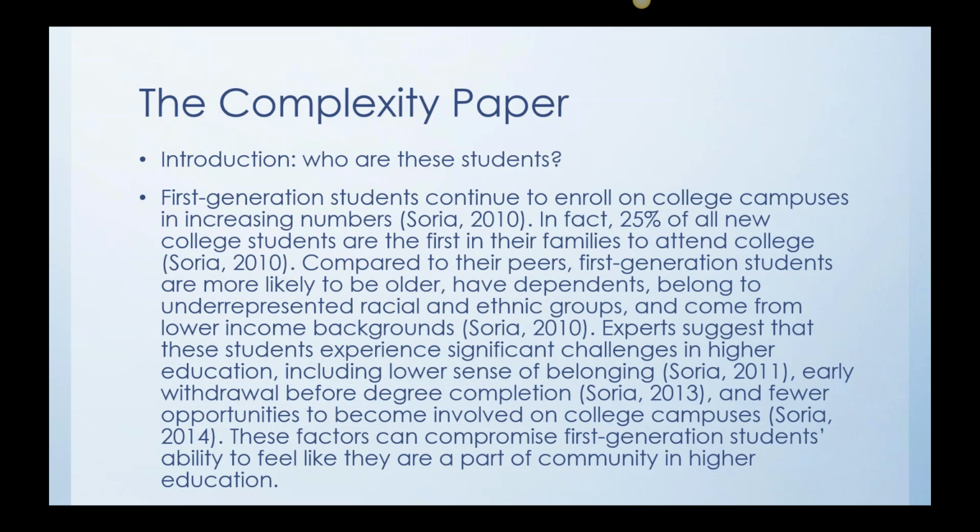Experts suggest that these students experience significant challenges in higher education, including a lower sense of belonging, early withdrawal before degree completion, and fewer opportunities to become involved on college campuses. These factors can compromise first-generation students' ability to feel like they're a part of a community in higher education, right? Nice and succinct. I'm telling you who these students are. I'm telling you some of these challenges, right? I'm labeling what might be some aspects of their identities that might be complex, right? That might contribute to complexities. So these are the types of moves that I'm making in my introduction.